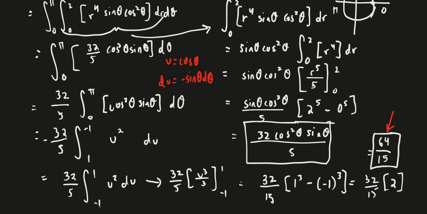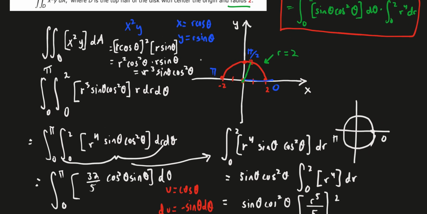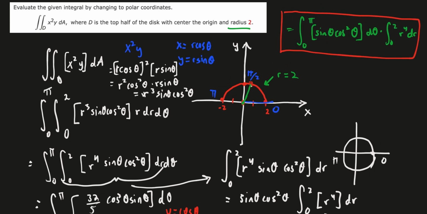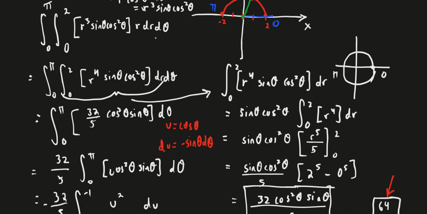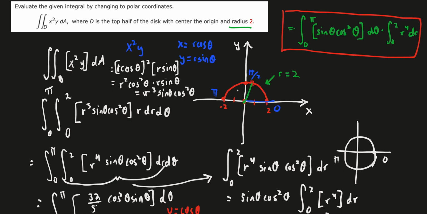This is your answer. What this represents, I want you to know, is the volume of the figure that is above this region and below the surface that we have when we plot z equals x squared y. And since the region is circular, it's not like a rectangle, we used polar coordinates to solve our problem. That's why.